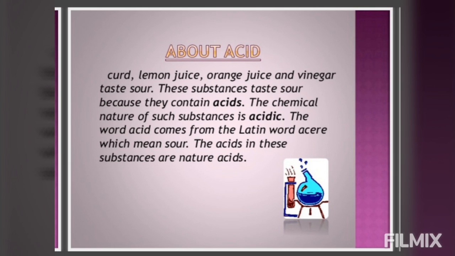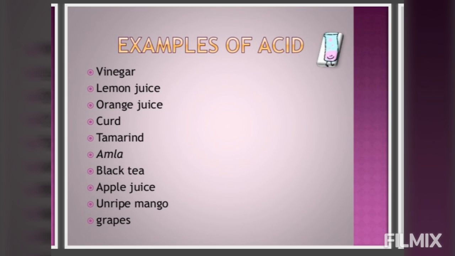So we can say acid is derived from the Latin word acere, which means sour. So these substances are acidic, which means acid is present in them. Acetic acid is present in vinegar and lactic acid is present in curd and citric acid is present in lemon juice. So we can say different substances have different acids present in them.